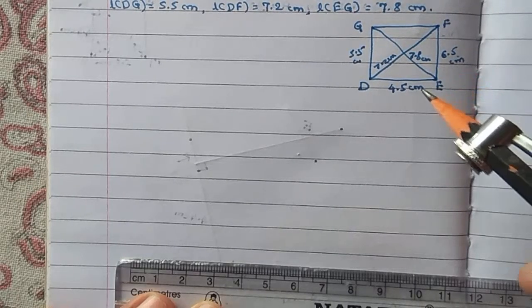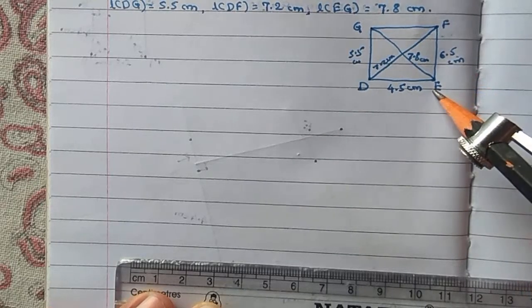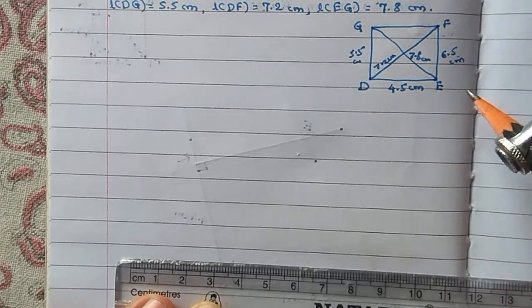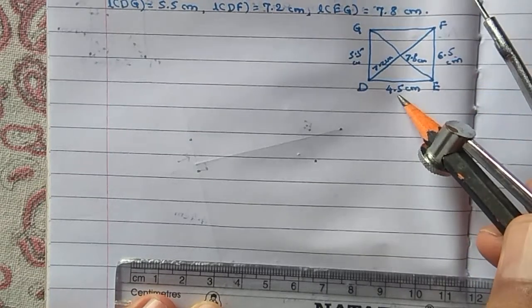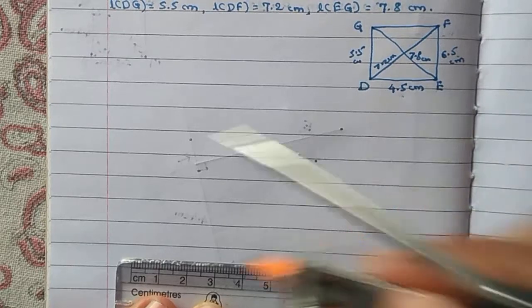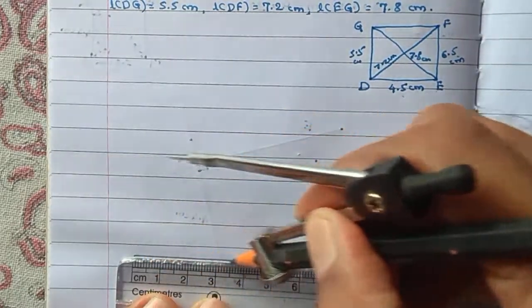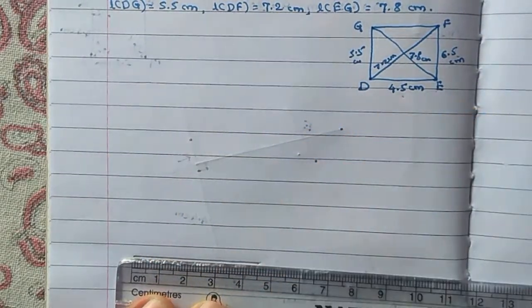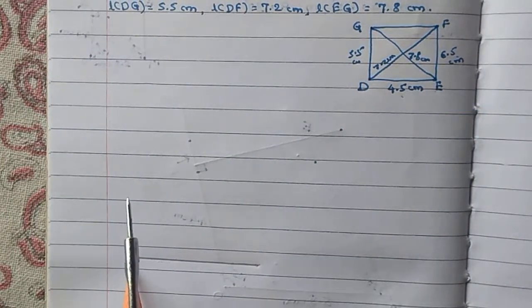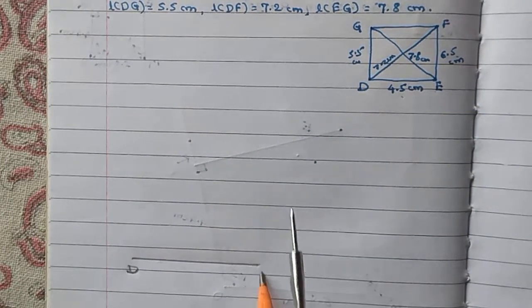First thing, what we have to do? We have to draw the base. Base is DE. The distance is 4.5 centimeters. So take 4.5 centimeter distance with the help of scale. Name the points D and E.